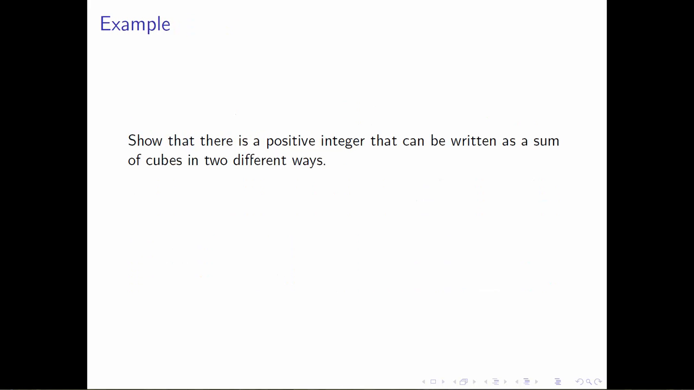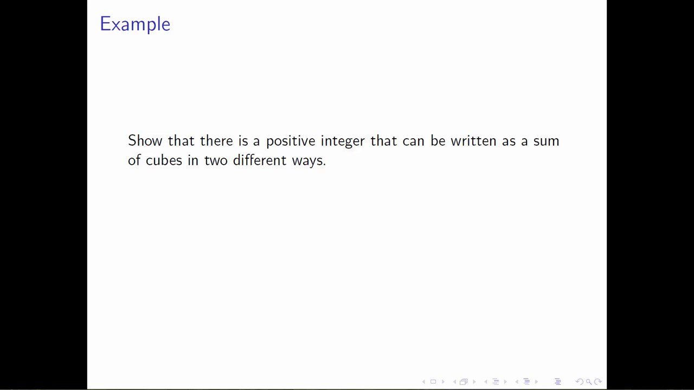Now, I'll give an example of an existence proof and go through why we're not going to follow the precise template we've described before. But suppose we want to show that there exists a positive integer that can be written as a sum of cubes in two different ways. Now, what we mean by cubes is the cube of an integer, or the cube of a positive integer for that matter. So show that there exists a positive integer that can be written as a sum of cubes of other positive integers in two different ways.